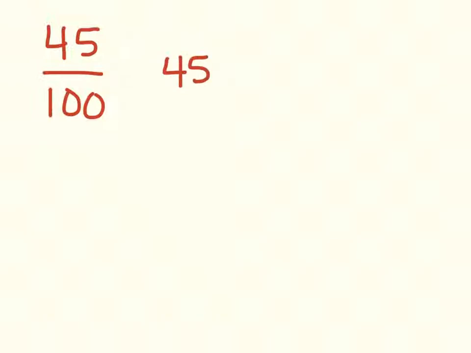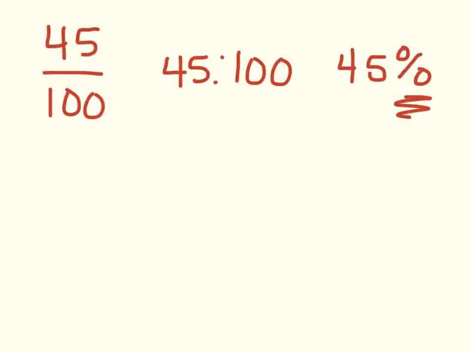You can express a comparison such as 45 out of 100 as a fraction, as a ratio, or as a percent. In fraction form, we'd write 45 out of 100 or 45 over 100. In ratio form, we would write 45 to 100. And in percent form, we would write 45%. This symbol right here always means out of 100 or percent.